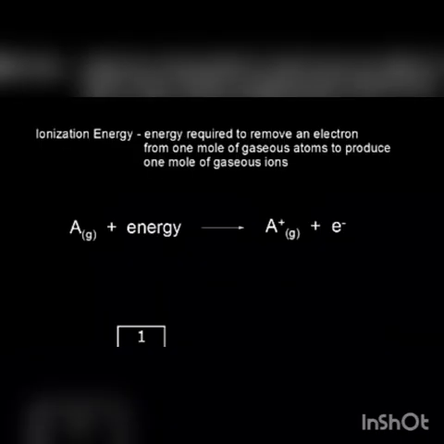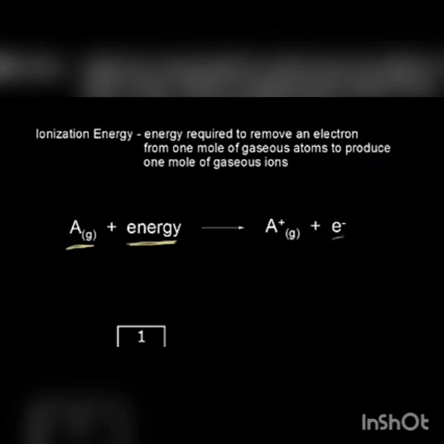Ionization energy refers to the energy that's required to remove an electron from a neutral atom. So if we look down here, this A represents a neutral atom, meaning equal numbers of protons and electrons. And since the positively charged nucleus is going to attract those negatively charged electrons, it's going to take energy to pull an electron away from that attractive force of the nucleus. And so that's your ionization energy.